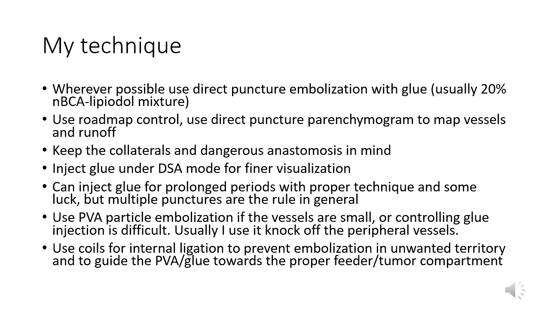PVA particle embolization is done to knock off some of the peripheral vessels. Occasionally, we do internal ligation of some of the surrounding vessels with coils to reroute the embolizing material towards our desired compartment, to the desired vessel, and to prevent unwanted territory embolization, etc.